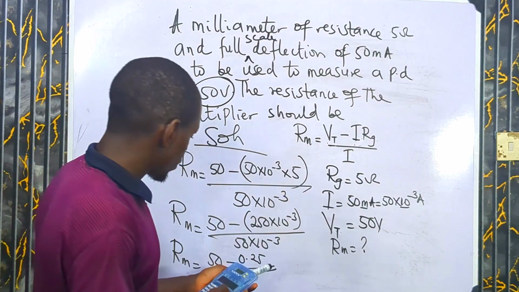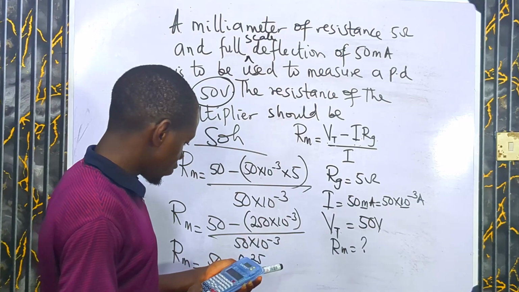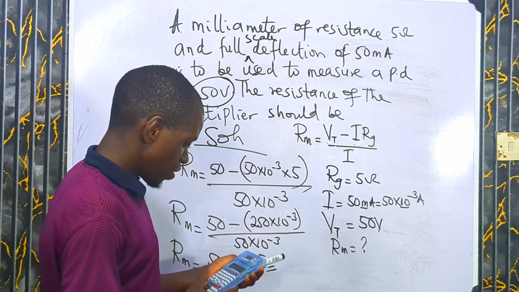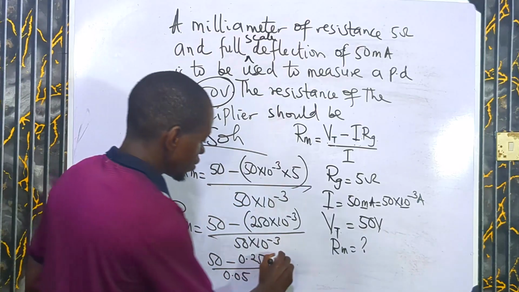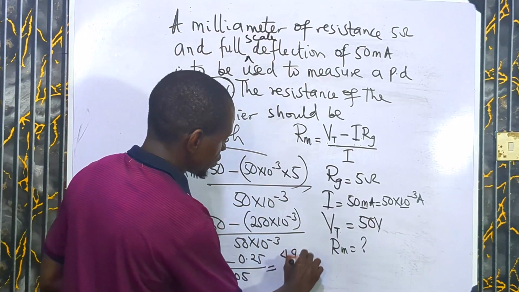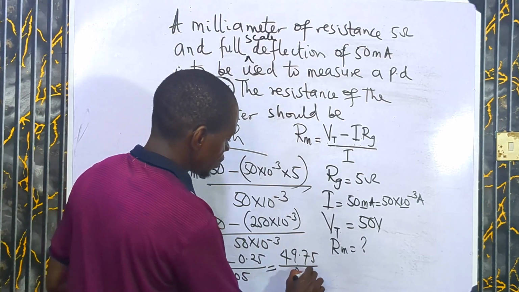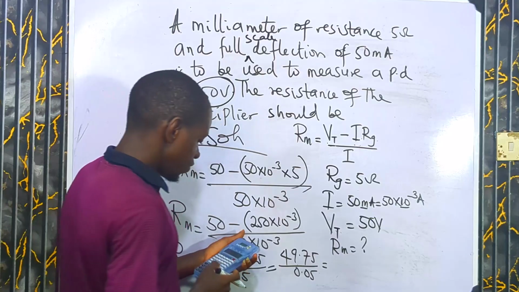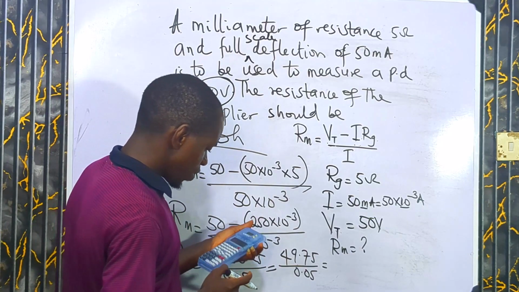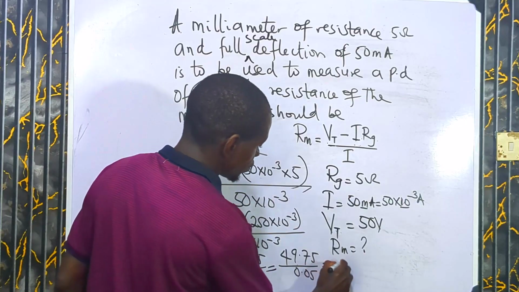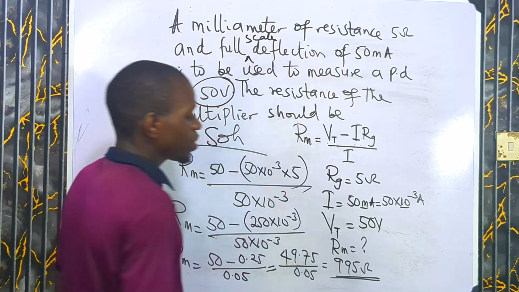So using my calculator here, I'm going to have it as 50 minus 0.25, which is going to give me 49.75. This is 49.75 all over 0.05. So if you divide this by 0.05, what is going to be my final answer? My final answer is going to be 995 ohms. So that is my final answer.